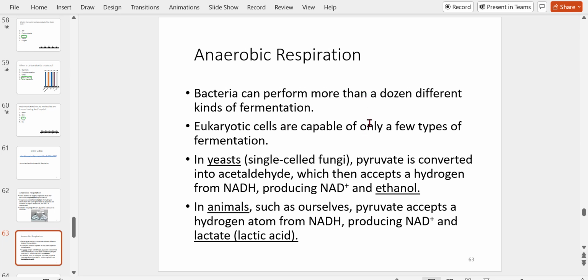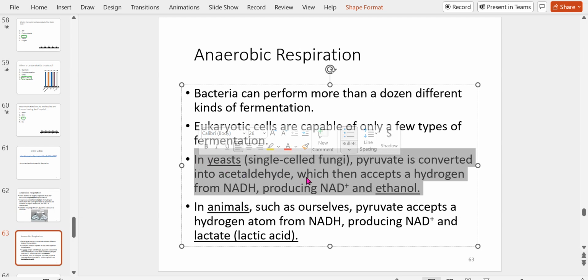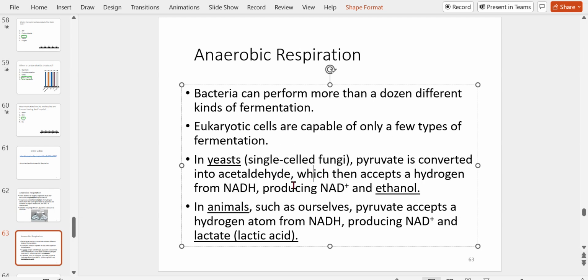Bacteria can perform more than a dozen different kinds of fermentation. Eukaryotic cells are capable of only a few types. In yeast, single-celled fungi, pyruvate is converted into acetaldehyde, which then accepts a hydrogen from NADH, producing NAD+ and ethanol. That's the process of making alcohol. In animals such as ourselves, pyruvate accepts a hydrogen atom from NADH, producing NAD+ and lactic acid. Interesting, there's where the lactic acid comes from.